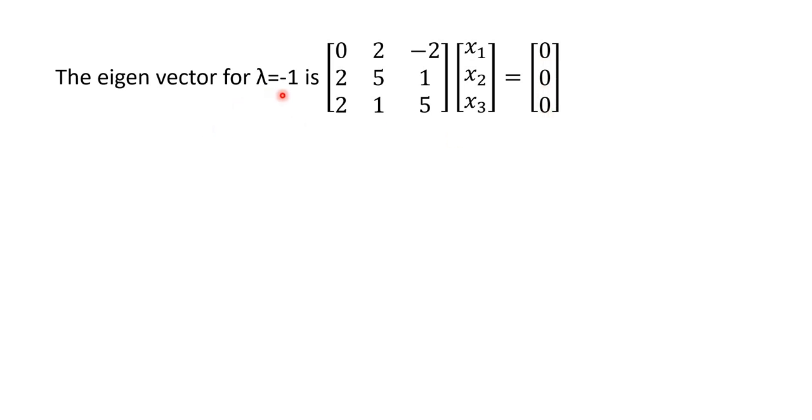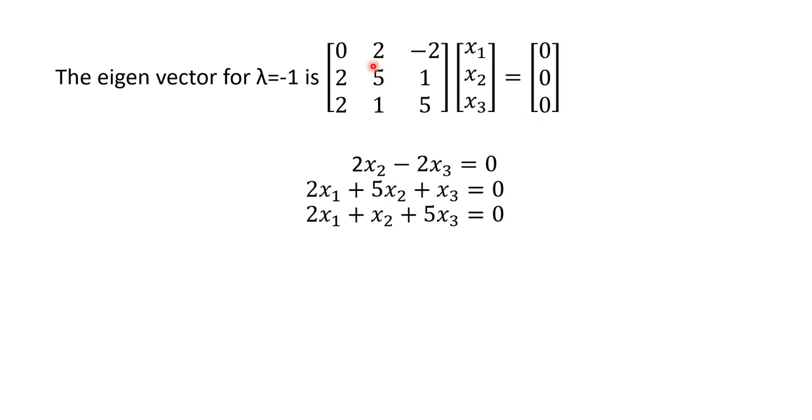So for the eigenvector for lambda equal to -1, we substitute the value lambda equal to -1 in the characteristic matrix. Then we have 0, 2, -2; 2, 5, 1; 2, 1, 5 into x1, x2, x3 equal to 0, 0, 0.